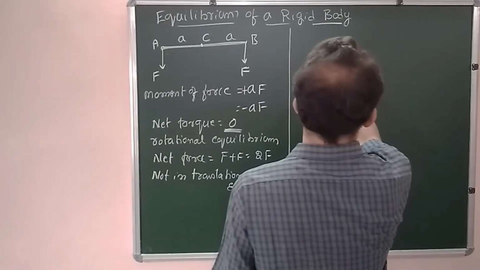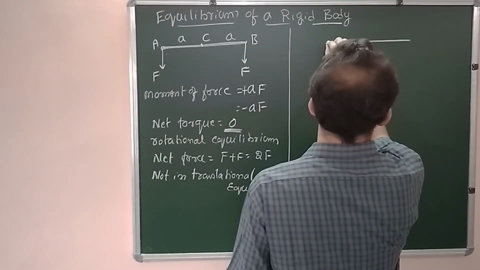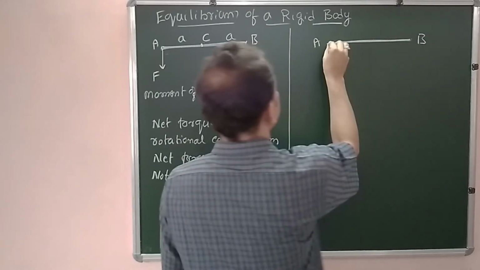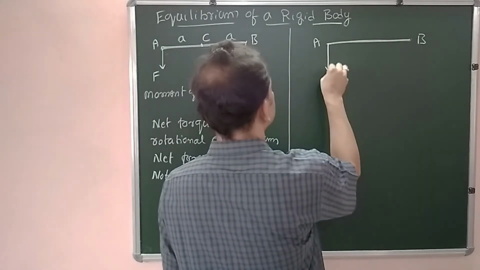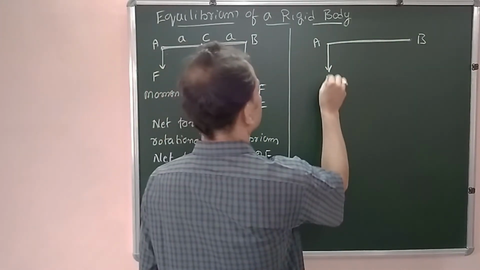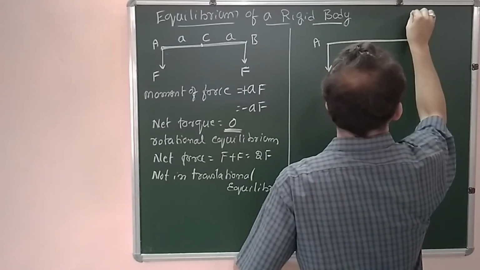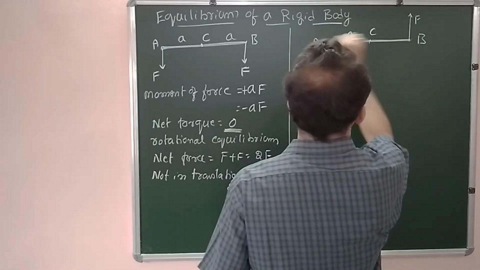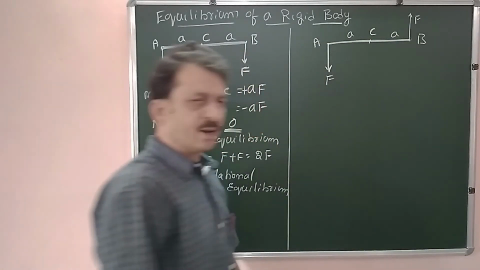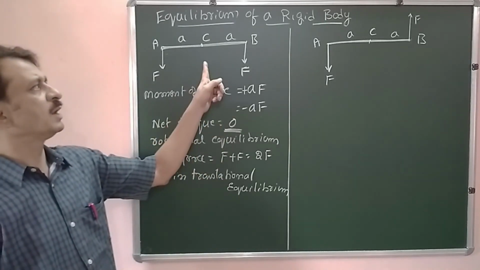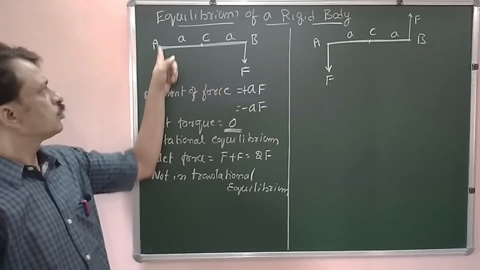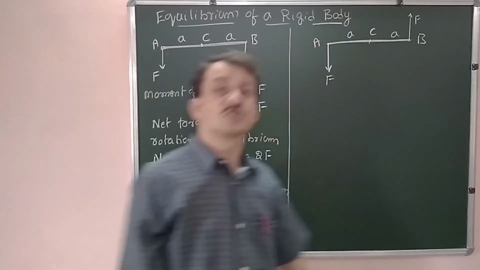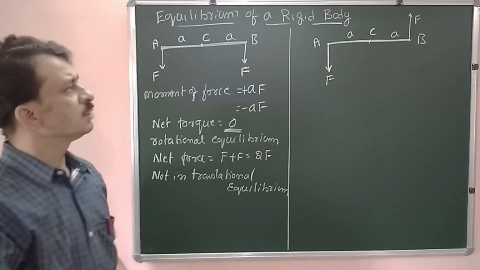Now consider the same example. Take the same rod AB having the same two forces, but now one force is acting downwards and the other force is acting upwards. Point C. Now this distance is taken as A. We have the same example, but here the two forces are acting in opposite directions.